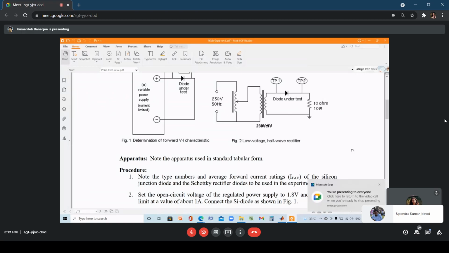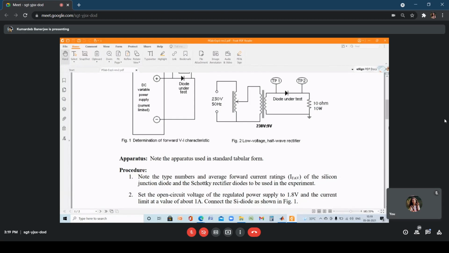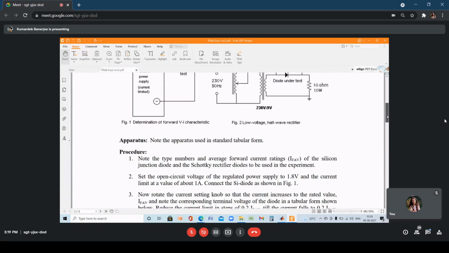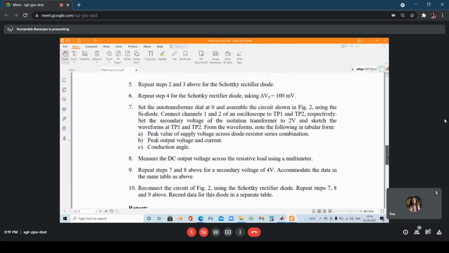So this is basically what we will do. I'll give you the values of TP1 and TP2, and from that, what I have to find out is, this is given in 7, right? You have to find out the peak value of supply voltage across diode resistor series combination. So that's the value of TP1. So from TP1 you find that, which is sinusoid, you find the peak value from the graph, and that's basically your answer to question number 1.